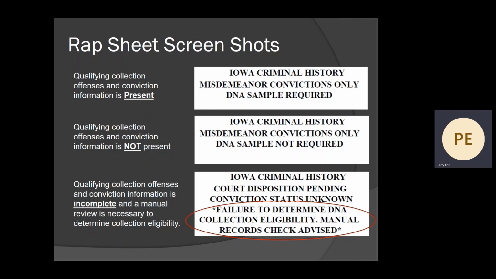It should also be noted that the rap sheet takes a long time to update. So if you know for a fact that the person in front of you should be collected because they just were convicted, or they have their paperwork in front of you from the judge, then that trumps whatever the rap sheet says, because again, the rap sheets might take a while to update.